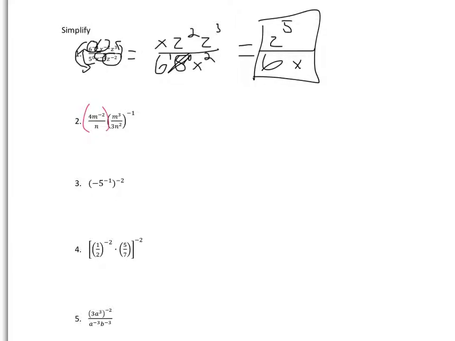Alright, in this first one we need to move the m to the -2 down to the bottom. Make it 4 over m squared times n. Right, and the second one, since the whole thing is to the negative power, you're just going to flip the whole thing upside down.